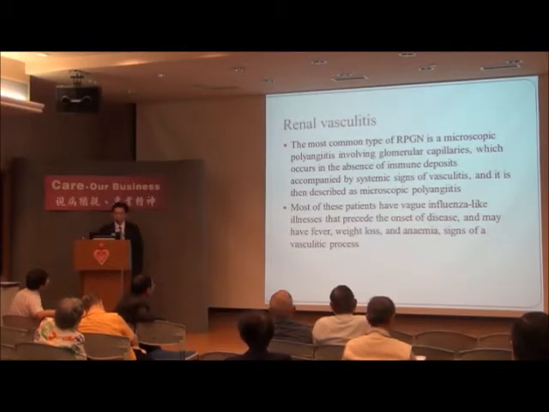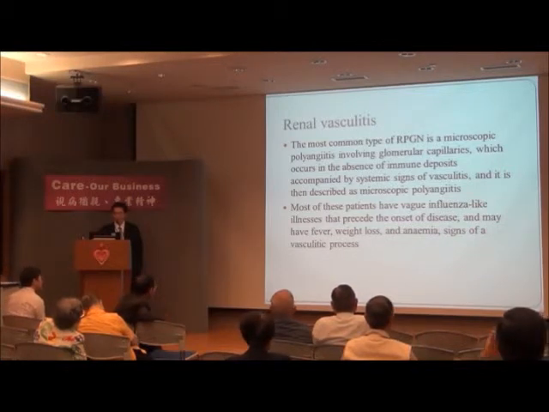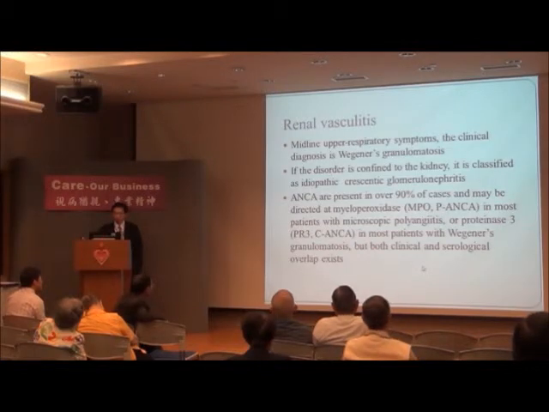For renal vasculitis, the most common type of RPGN is microscopic polyangiitis, involving glomerular capillaries, which occurs in the absence of immune deposits, accompanied by systemic vasculitis. Most patients have a flu-like illness that precedes onset of disease, and many have high fever, weight loss, anemia, and signs of a vasculitic process. With midline upper respiratory symptoms, a clinical diagnosis is granulomatosis with polyangiitis. If the disorder is confined to the kidney, it is classified as idiopathic pauci-immune GN.